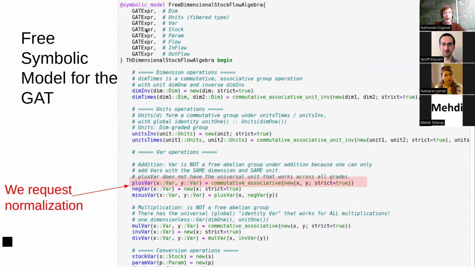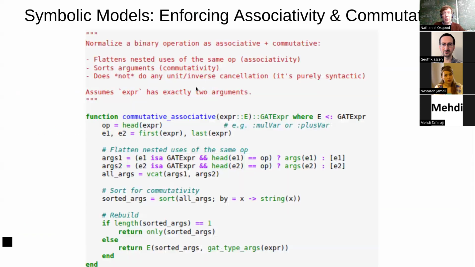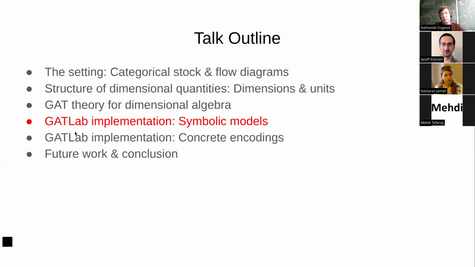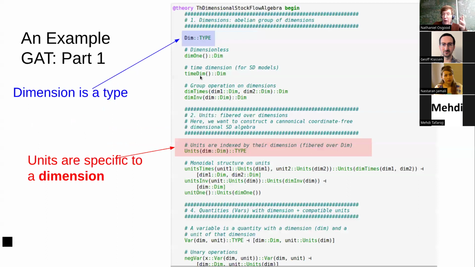So let's go see that. We're going to get there in just a moment to present, and we're going to build it up out of these building blocks: these flows, these dimensions, these units. But first we have to define what's called a symbolic model. And this reflects the fact that GATlab allows us to compute with our theory, with this theory defined by Ujia.